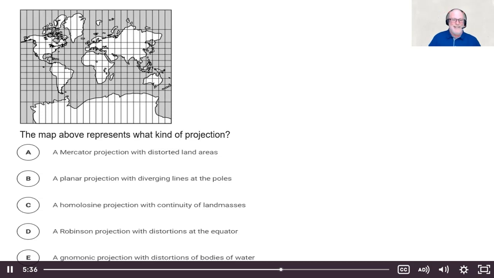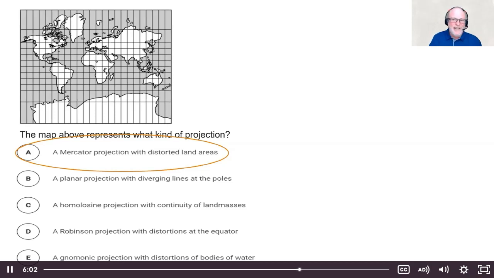But we can even look at some of the wrong answers. Diverging lines at the poles. Diverging means they're going apart from each other. These are all parallel, right? Robinson projection, distortions at the equator. No, the distortions here are really in the polar areas. So we can even start to look at why all of the wrong answers are wrong. But of course, it's pretty obvious that this is a Mercator projection. Admittedly, that's a pretty easy question.